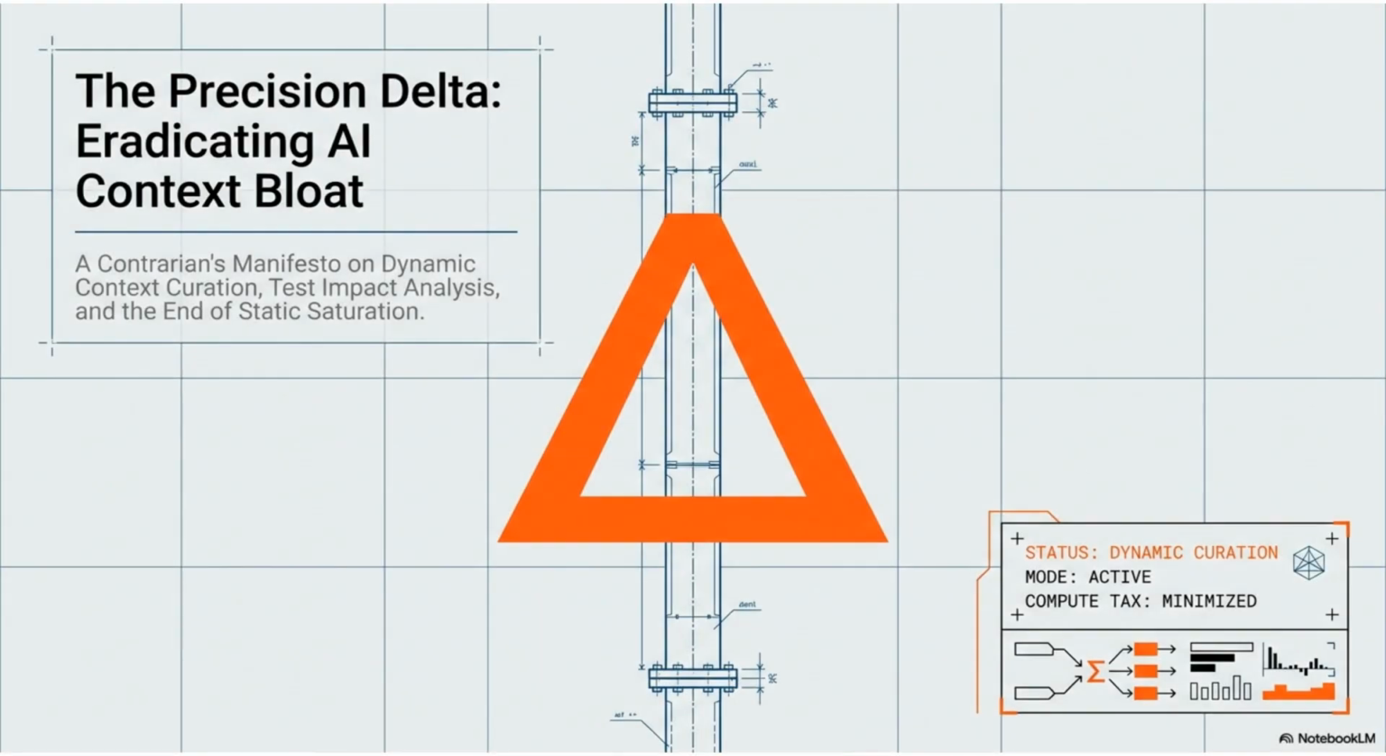This video presents a contrarian manifesto on eradicating AI context bloat, focusing on dynamic context curation, test impact analysis, and the end of static saturation. We call this the precision delta.